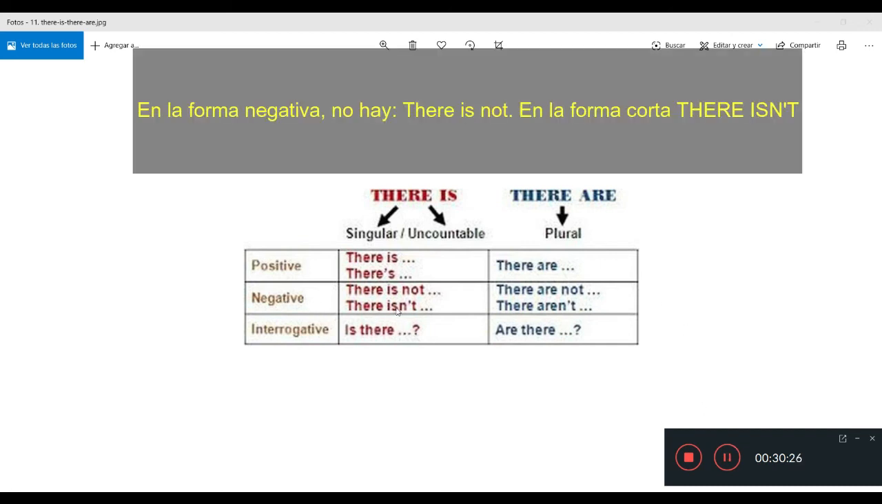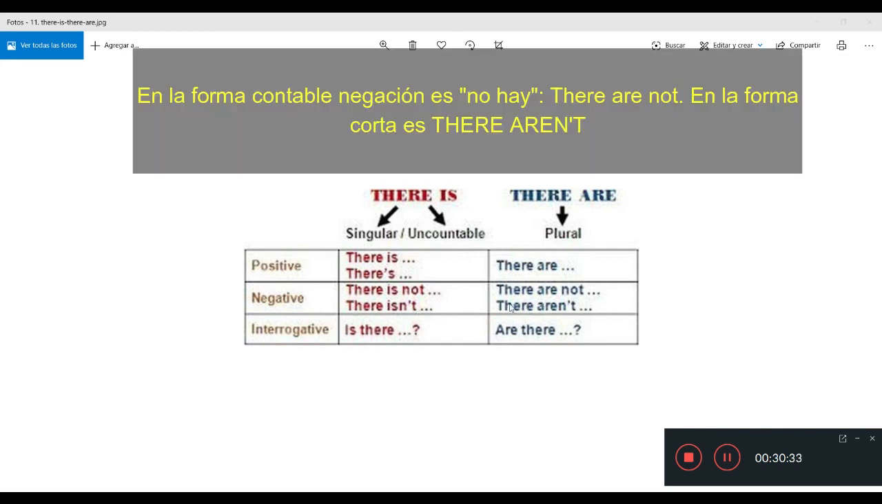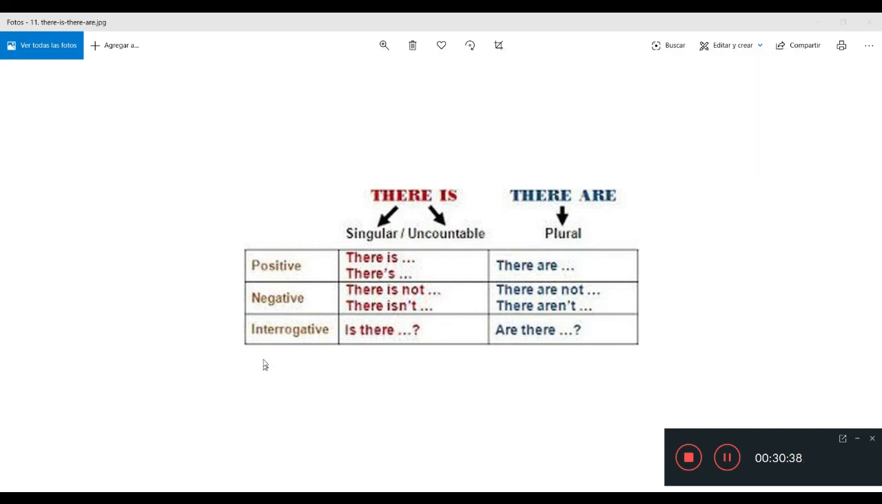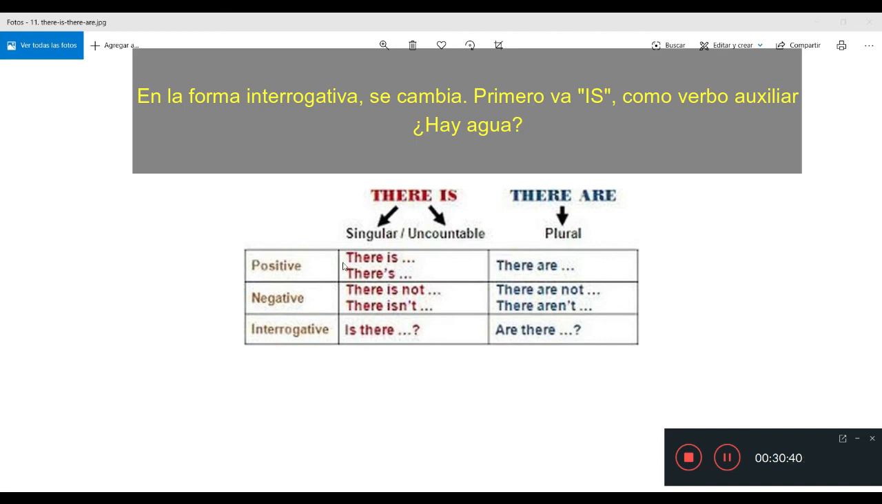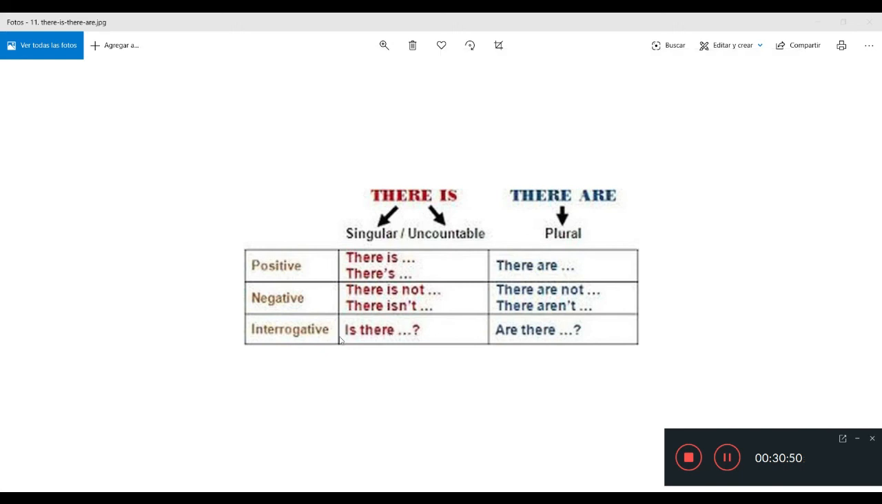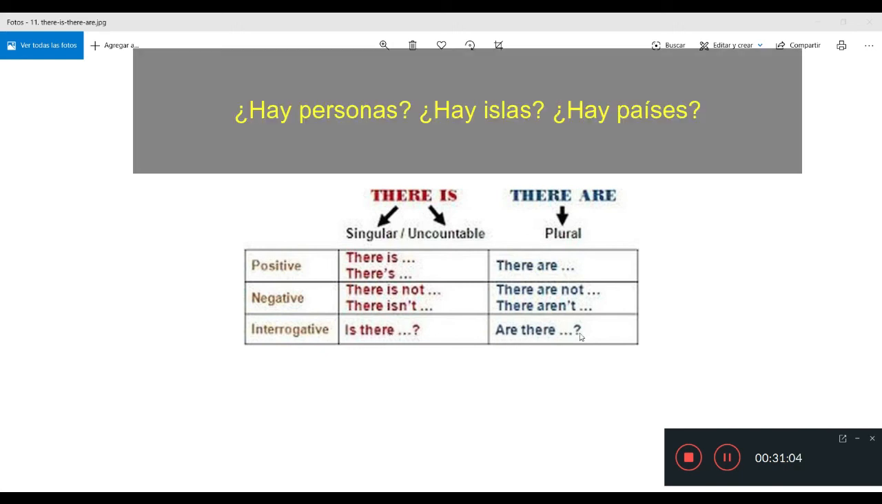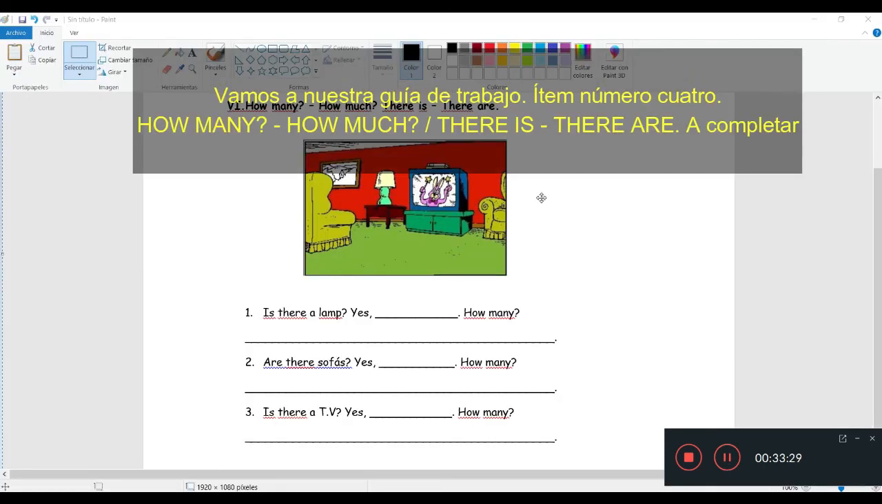Negative. There is not. And the short form is there isn't. The countable way is there are not. The short form is there aren't. The interrogative way, you sweep. First goes is. Here is an auxiliary verb. Is there water? Are there people? Are there islands? Are there countries? Let's go to our worksheet.